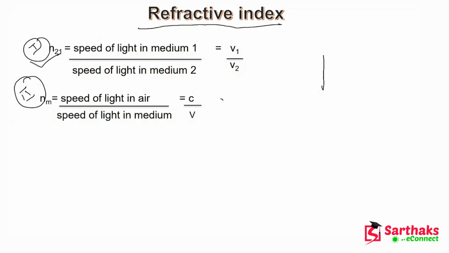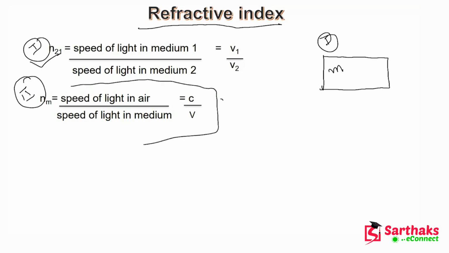Let's suppose this is a glass. This is medium second, and this is your medium first. And you have to figure out the refractive index of this glass. So you have to apply this formula. So what will you do?